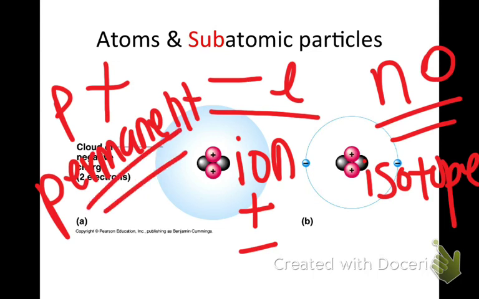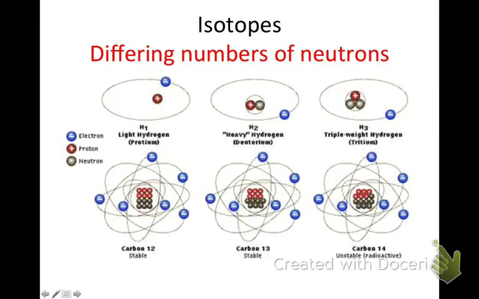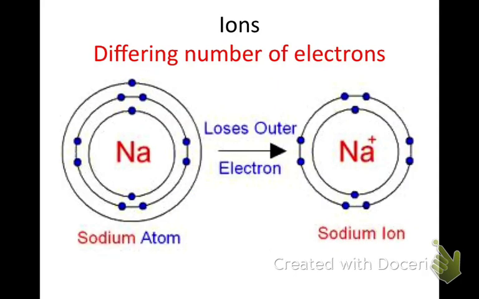Protons never change. Otherwise, you would change the element. We'll learn a little bit more about that later. So remember, isotopes, just like we said, have a different number of neutrons. There's your carbons. You might have a data set question about this tomorrow, so keep that in mind. Ions have a different number of electrons.